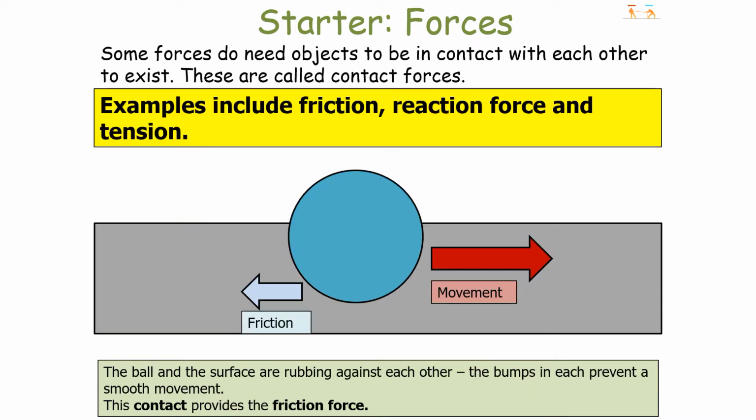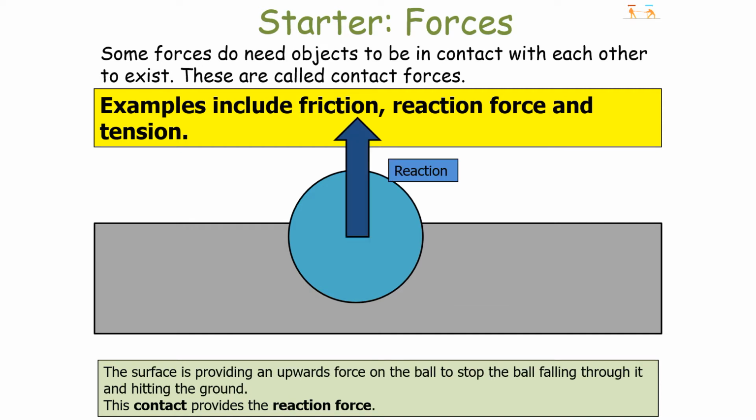But some forces do need to be in contact with each other to exist. Now we call these contact forces. So examples include friction, the reaction force and tension. So the ball and the surface in this example are rubbing against each other, and the bumps in each other prevent a smooth movement. So this contact provides the frictional force. In this example, the surface is providing an upward force on the ball to stop the ball falling through it and hitting the ground. So this contact provides the reaction force.